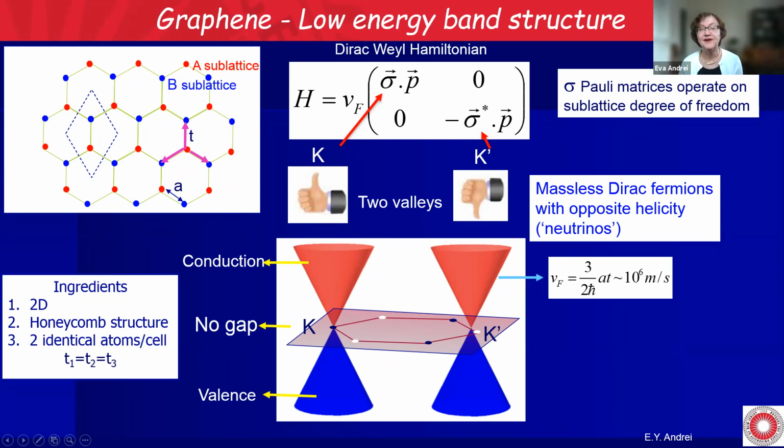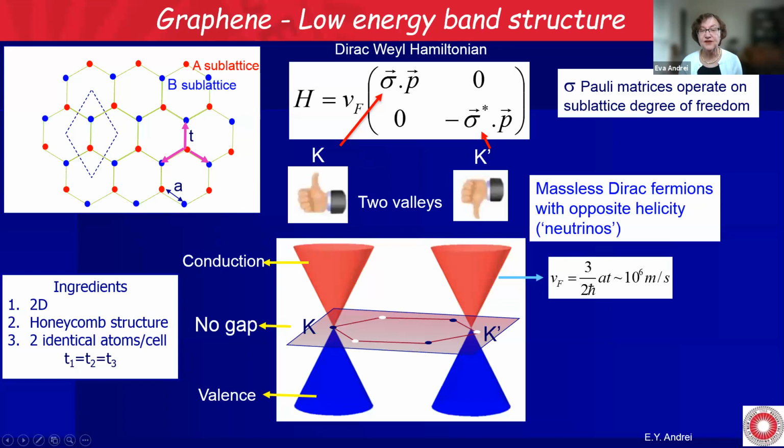This is basically the Dirac-Weyl Hamiltonian. Sigma here is a Pauli matrix, but instead of operating on spin, it operates on the sublattice degree of freedom. Graphene has two sublattices, one with the red atoms, which we call A, and the other one is the blue atoms, which we call B. Each sublattice is a Bravais lattice. So we have two interpenetrating Bravais lattices, and that is why the band structure doesn't look like a nice parabola. That is why it has this strange shape.